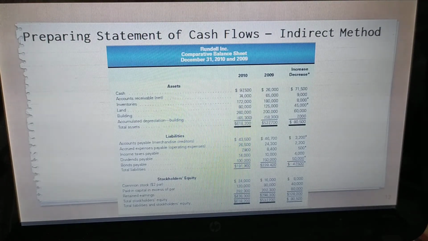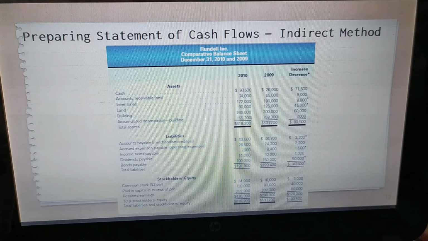The balance sheet must be for 2 years. If it is 1 year, we cannot do the statement of cash flows. Like the usual balance sheet, we have assets, liabilities, and equity. The first step is to calculate the increase or decrease of each account. The base is 2009, and then you find the difference with 2010.